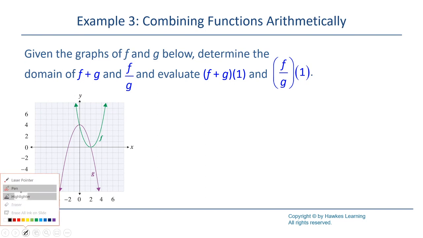Now, this one is kind of almost doing the abstraction part again. Here are the graphs of f and g. You probably could figure out what the original functions are, but don't think about that right now. Just look at the picture. So we're going to determine the domain of f plus g and f over g, and then we're going to find what is f plus g of 1 and f over g of 1.